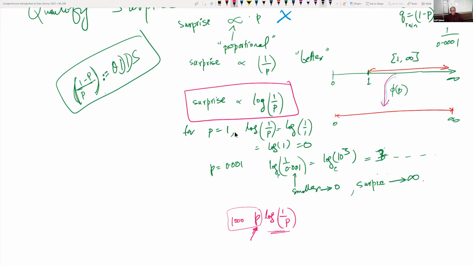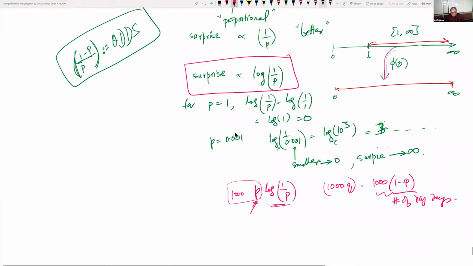And then for a lot of other days, 1,000 times Q, which is 1,000 times 1 minus P, would be the number of dry days. Approximately, let's say 990 days it didn't rain. When it didn't rain, you were very mildly surprised, the surprise was very mild. So when it didn't rain, the probability was Q, so you would say 1,000 Q log 1 over 1,000 Q. And so the total surprise is this.